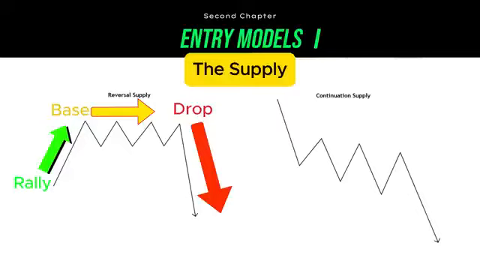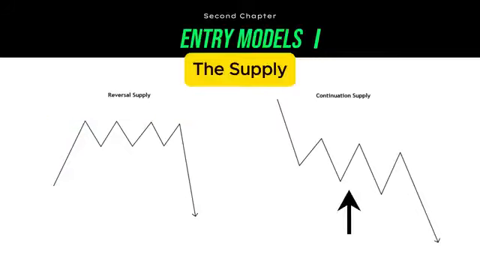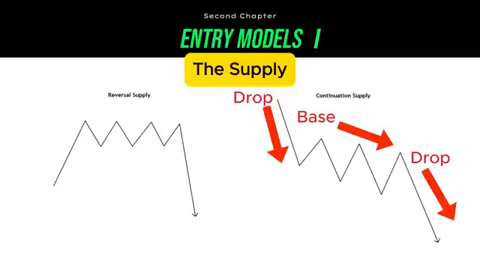The second type of supply is the continuation supply zone. This zone is defined by price action that drops significantly to the downside, then starts a slow downtrend, and breaks to the downside again. This whole price action is named a drop, base, drop.